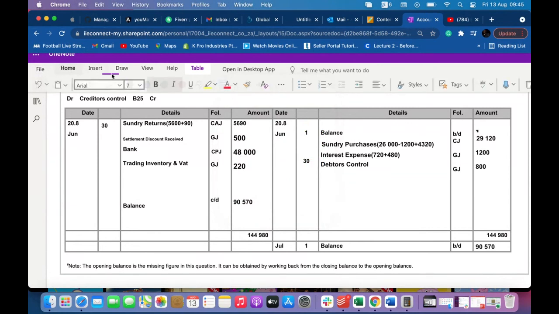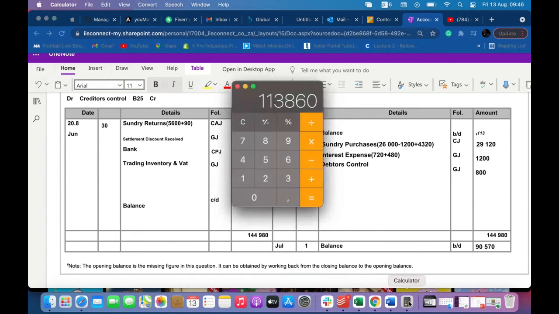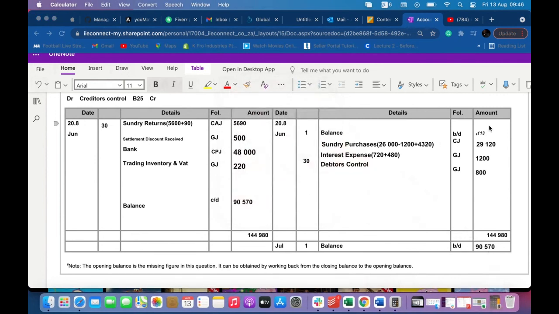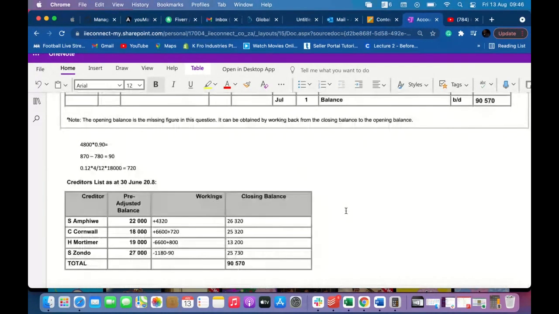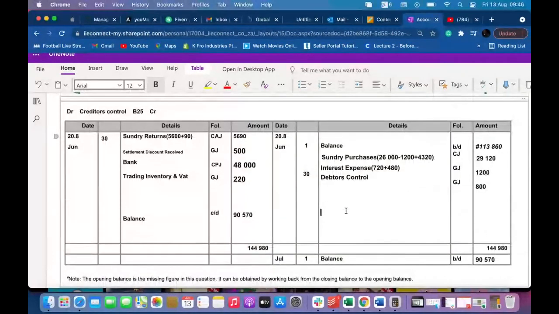So let me increase the font here. Said 113. How much? 860. Okay, let me just increase that there. Let's try 15. That looks better. Right. And that, ladies and gentlemen, is your 2.7 in my textbook, and I believe 2.9 in yours. So you can see it's exactly the same as the previous question we did. We were just focusing this time on the creditors.